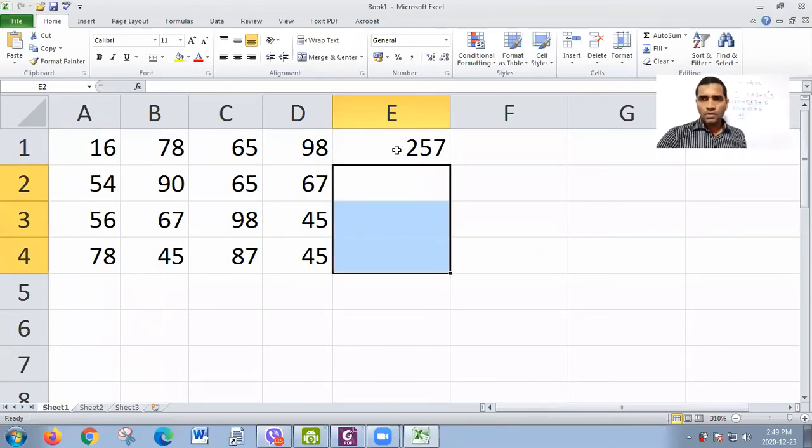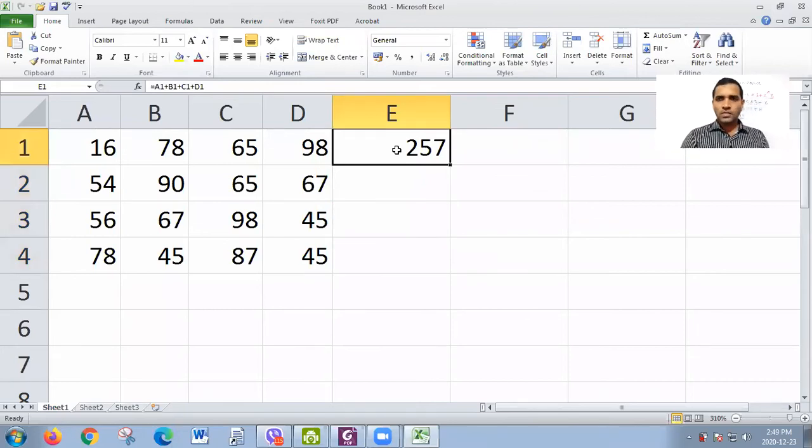Look here. So I have selected the cell E1. The reason for selecting the cell E1 is that the formula is in E1. That formula which we have to copy is in E1. So that's why I have selected it. Remember, this is the first step. Okay, E1.